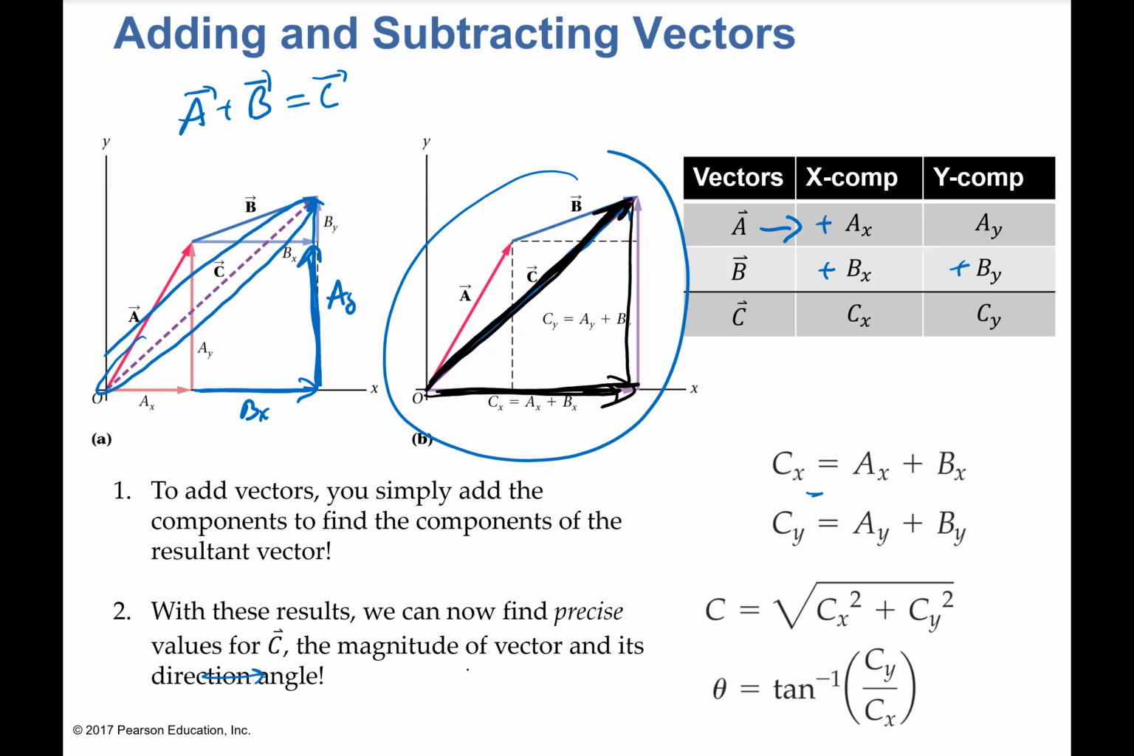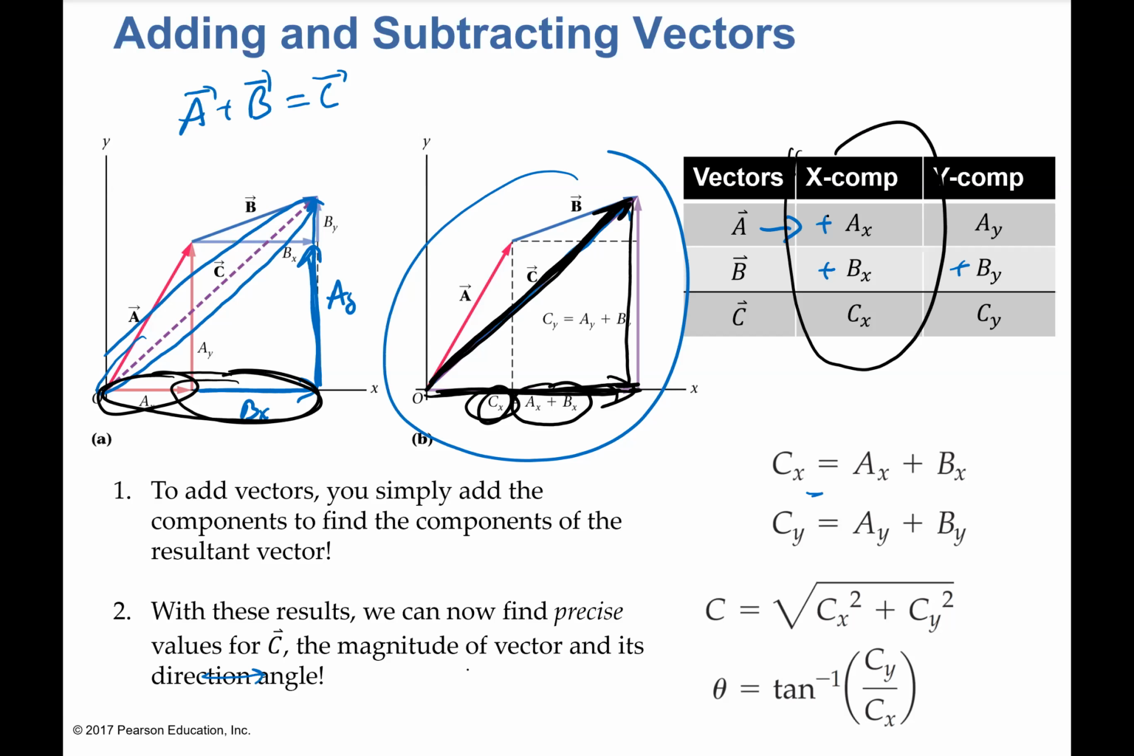But that size is the same as this size. That means the x component of vector C is equivalent to the sum of the x components of A and B, right? Because AX plus BX, I can add them together since both are on the x-axis, and that is the same size as vector CX. That means if I go to this column, I can take these two, add them together to get the x component of this resultant vector.